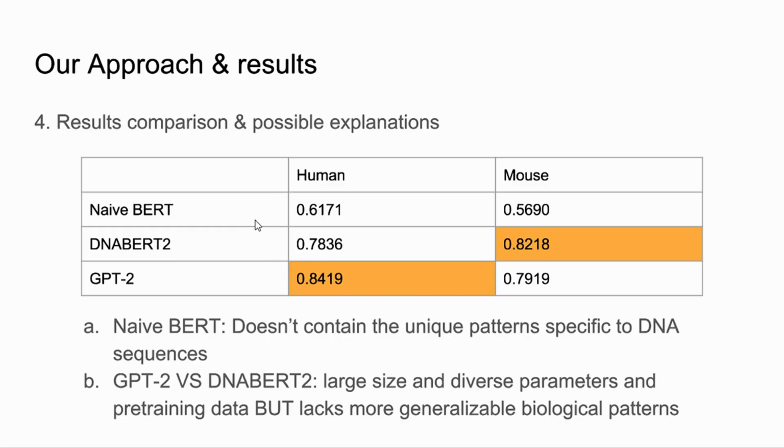And naive BERT performed the worst in most of the test sets, mainly because it doesn't contain the unique patterns specific to DNA sequences. However, GPT-2 outperforms DNABERT-2 in the human test set. We think that it's because of its large size and diverse parameters and pre-training data. However, it lacks more generalizable biological patterns, which makes it underperform in the mouse test set.